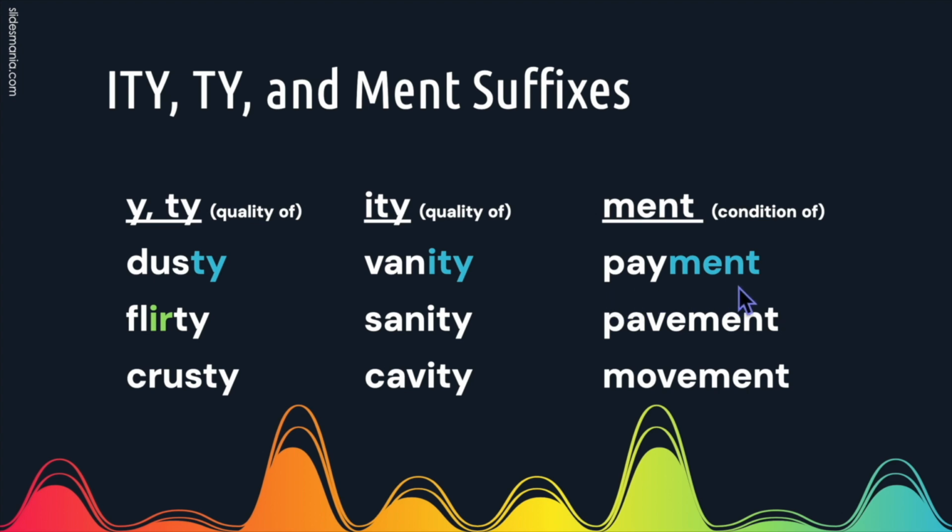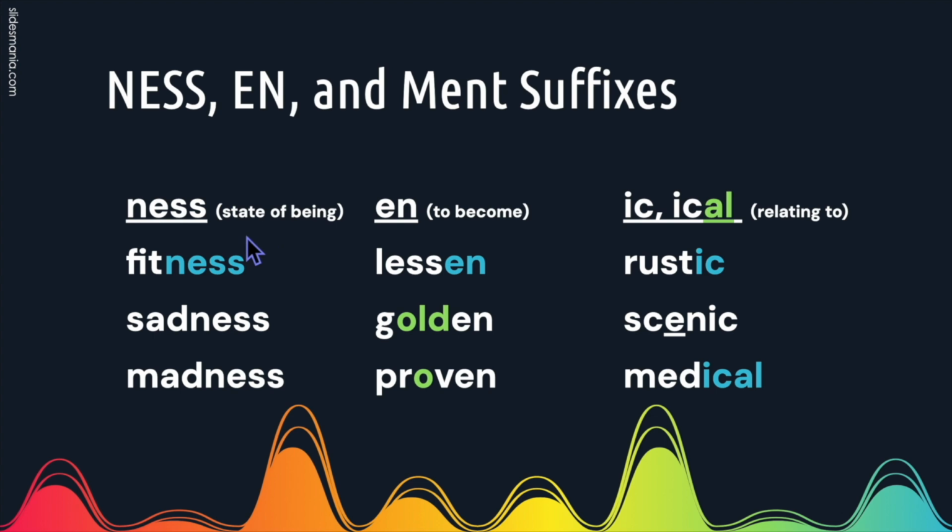Ment means the condition of. So a payment is something that has the condition of paying somebody. Pavement, movement. The suffix ness means state of being. So a person that has good fitness has the state of being fit. Sadness means the state of being sad, and madness means the state of being mad.